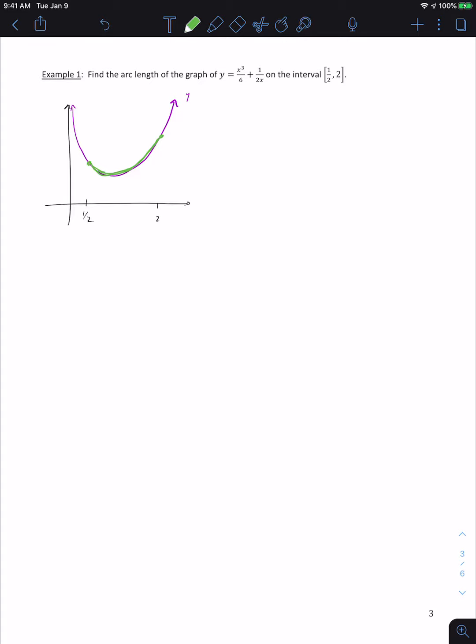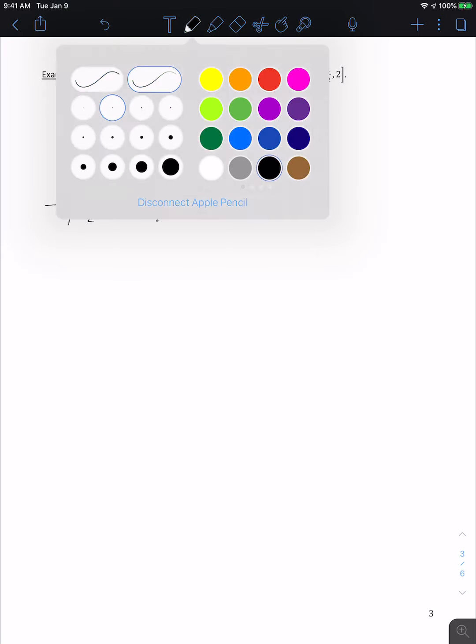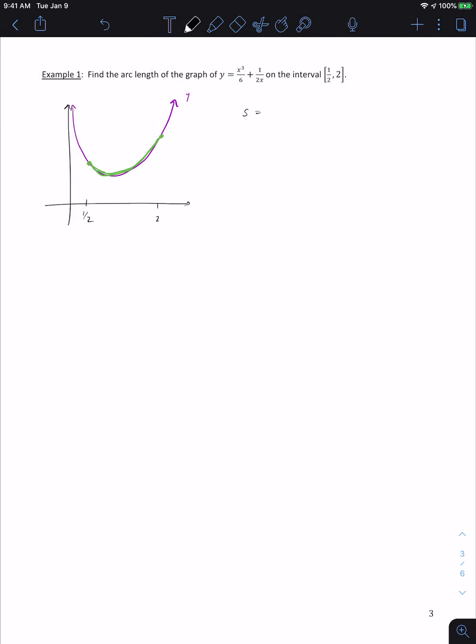So what do we need to find for our formula? Remember, in general, our formula equals the integral from A to B of the square root of 1 plus the derivative squared dx. A and B we already know, since we're given where we start and finish by the problem, but now we need to find the derivative.